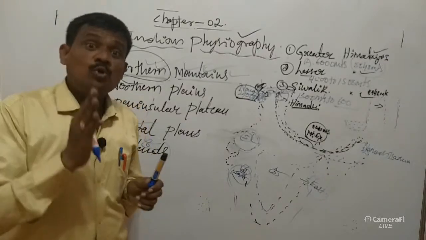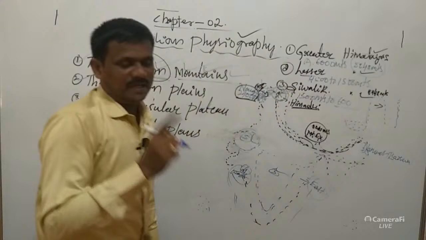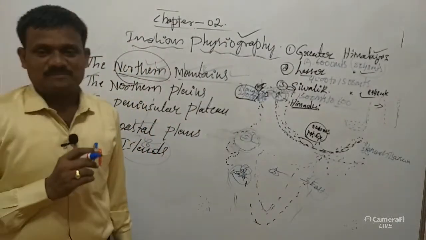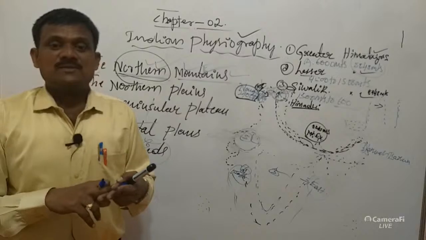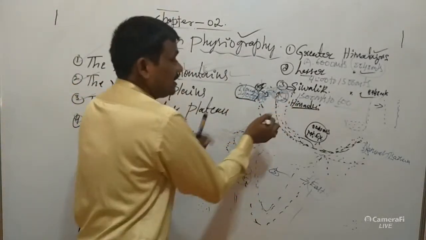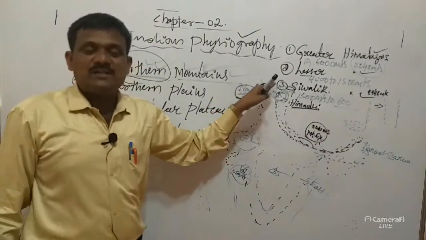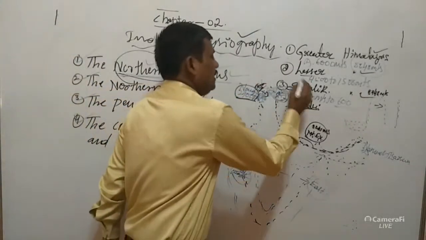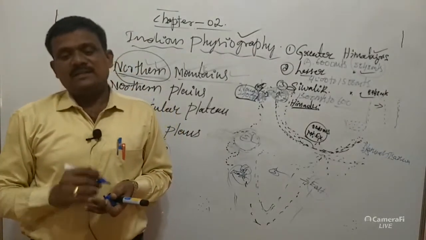And one more alternative name you should know is Godwin Austen. This question is asked many times in exams. Godwin Austen, Karakoram Range, and K2 all have the same meaning, and it is located in the major Great Himalaya, or we should call it the Himadri.